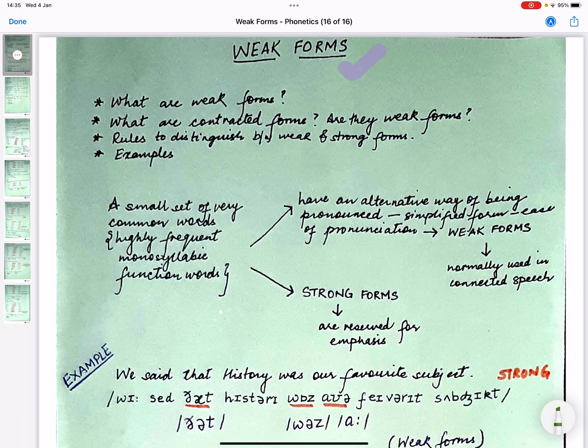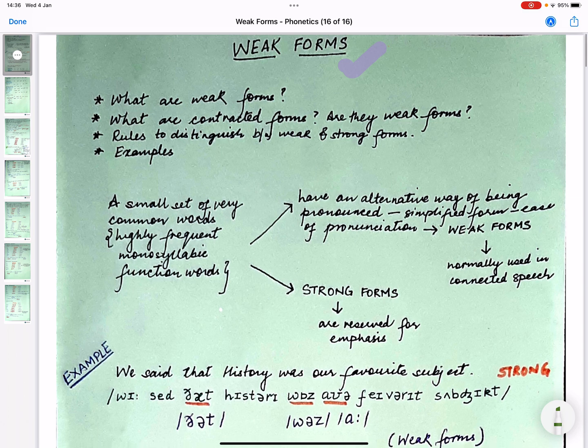Now remember, in the English language, a small set of very common words, that is highly frequent monosyllabic function words, have an alternative way of being pronounced. That is, they are reduced to a simplified form for the ease of pronunciation. These forms are weak forms, and weak forms are normally used in connected speech. The strong forms are reserved for emphasis.